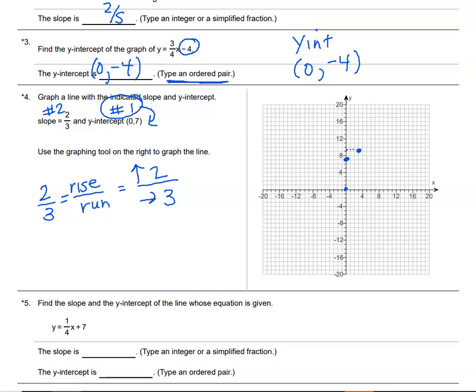And then we're going to be able to draw a straight line through that with a tool on your computer. So you're going to pick that it makes a straight line. You're going to plot your y-intercept first, then you're going to go up 2 and over 3 to find the next point.